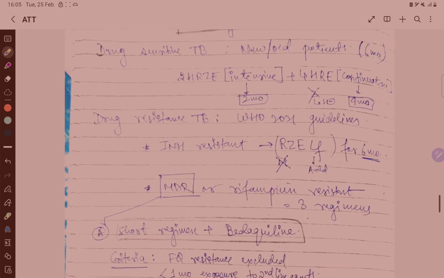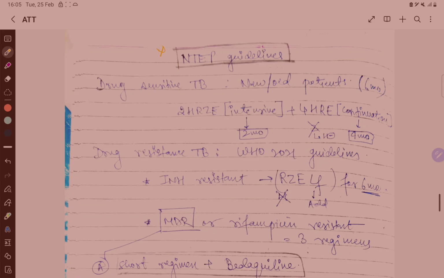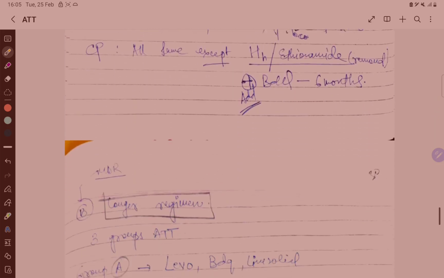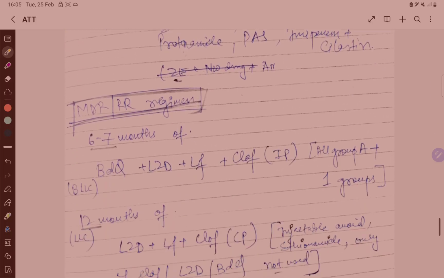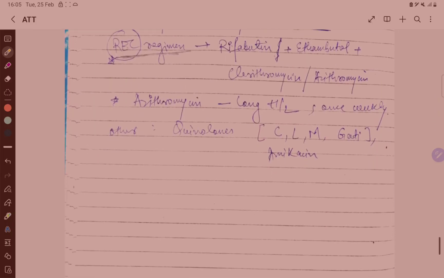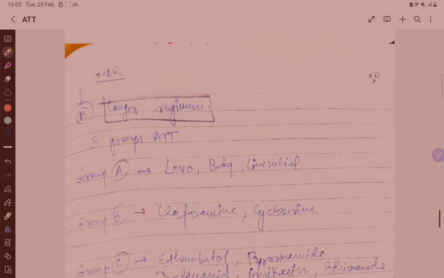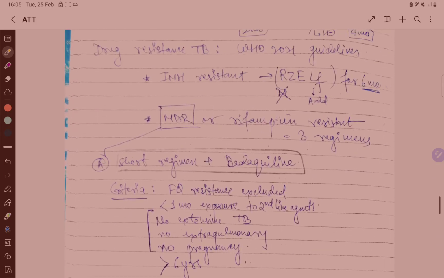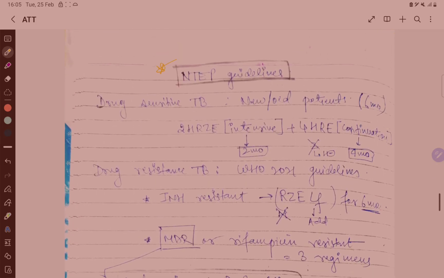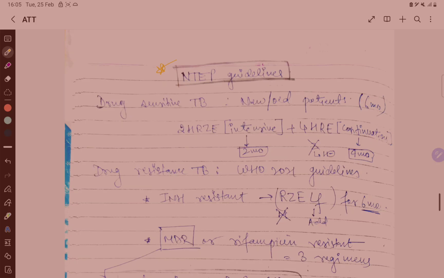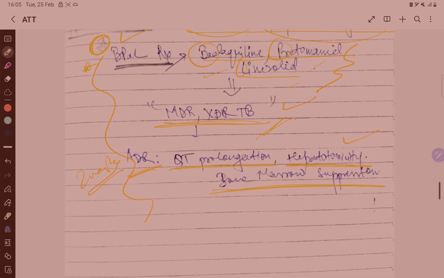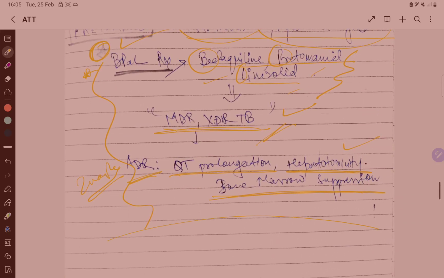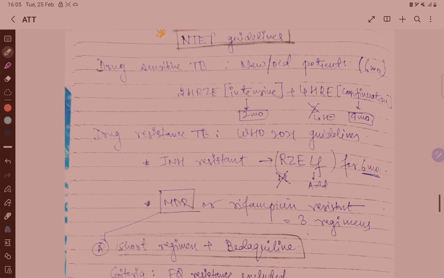Then there is something called the NTEP guidelines. Here, this is very important. You have to understand all the regimens and how they are given. I think the BPAL regimen is clear. Now you see the NTEP guidelines.